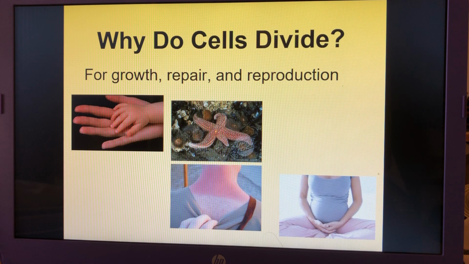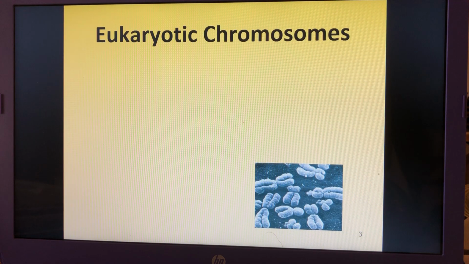Another reason why cells need to divide is to repair. We have this starfish here, and we have someone that has had too much exposure to sun and their cells have been damaged. That division can create new growth for the starfish and new cells for the person that you see on the screen that has gotten sunburn. We also use cell division in reproduction, which we will discuss in our next lesson with meiosis.